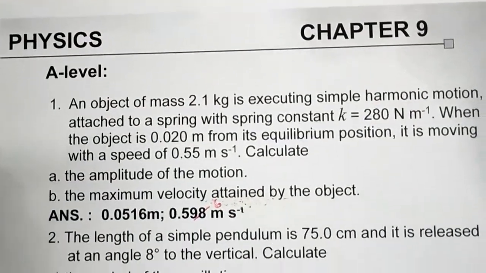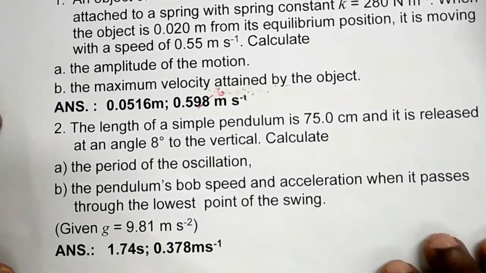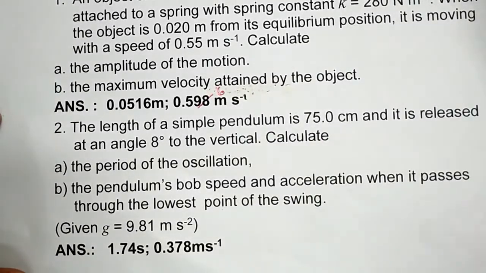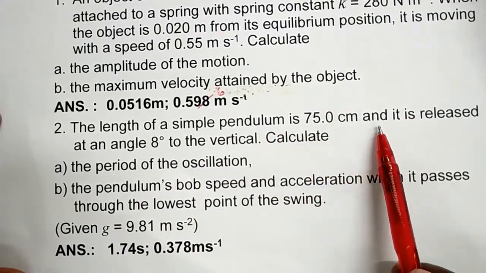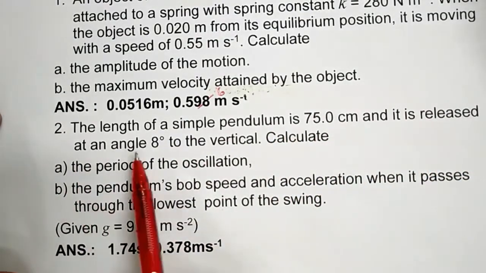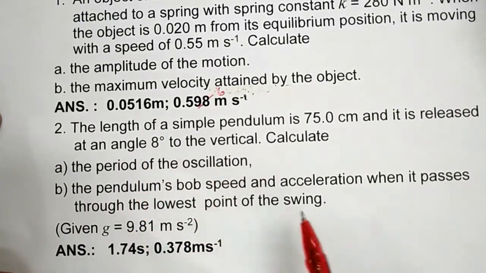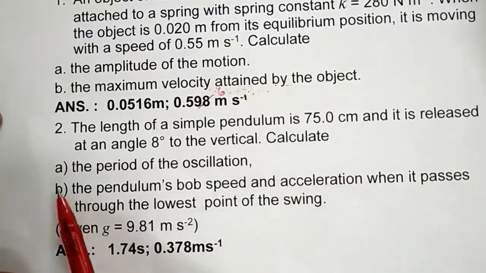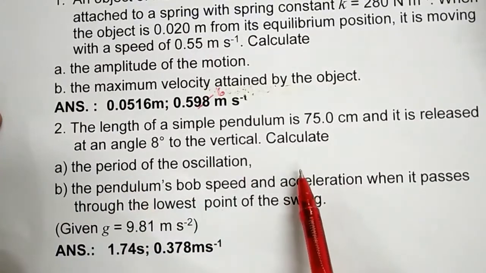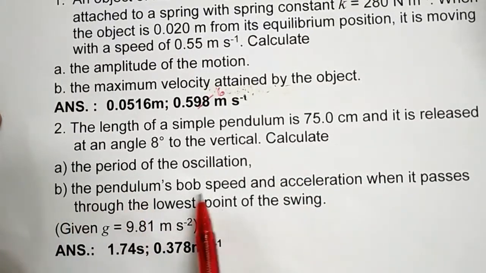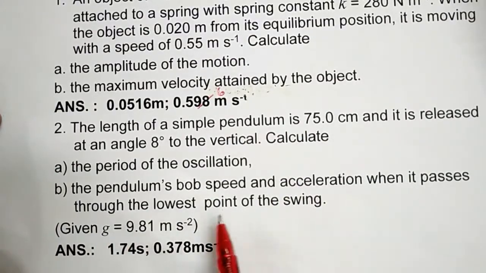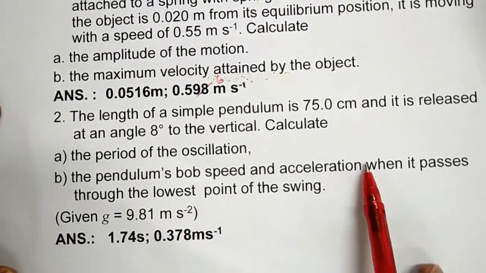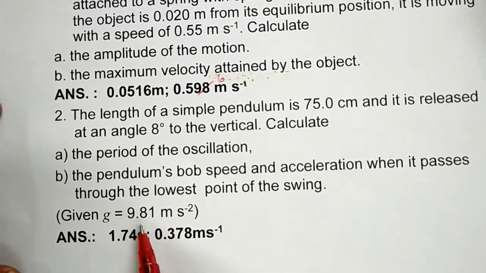For question number 2, the length of a simple pendulum is 75.0 cm and it is released at an angle of 8 degrees to the vertical. Calculate A, the period of the oscillation, and B, the pendulum's bob speed and acceleration when it passes through the lowest point of the swing. Given the value of g is 9.81 meter per second squared.